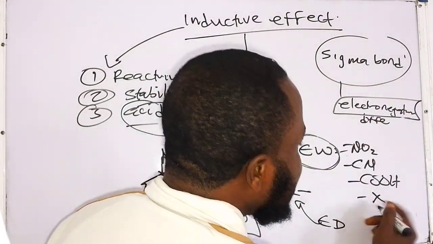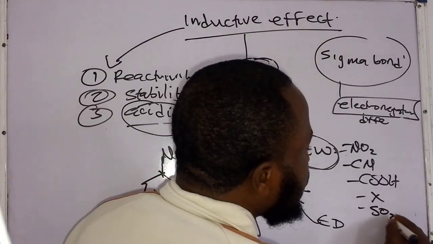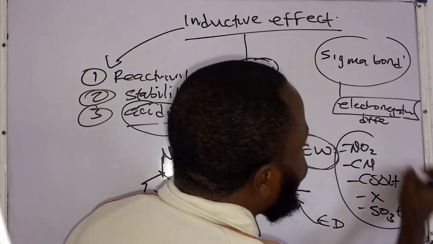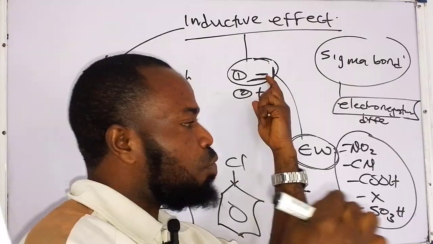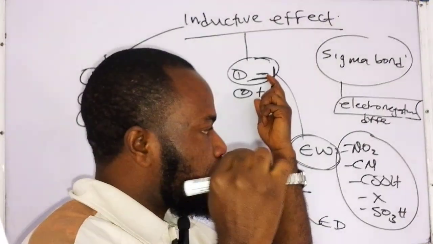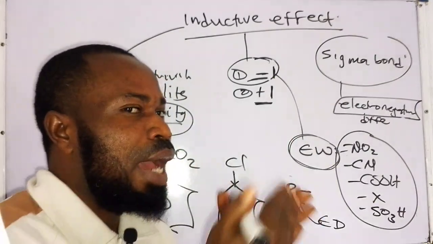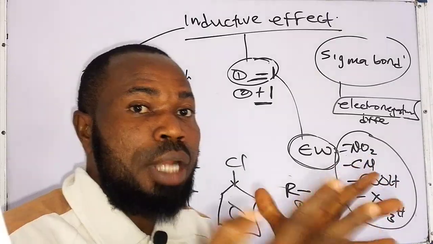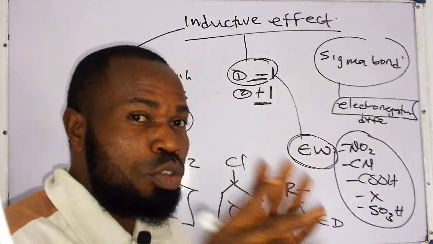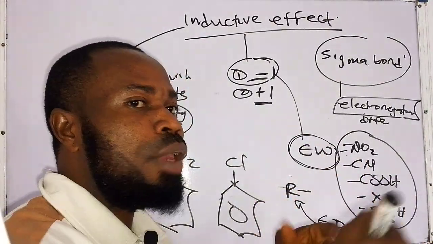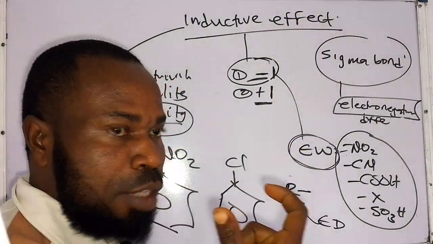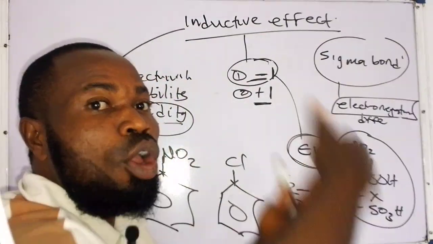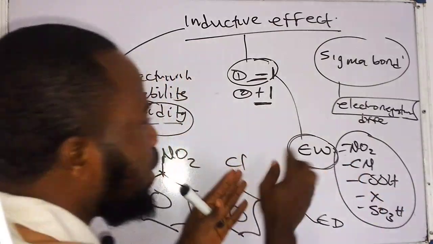Of course, I want to list more: SO3H. These are electron withdrawing groups, therefore they bring about negative inductive effects. They can ask you in the exam to arrange the following according to increase in inductive effect, or increase in electron withdrawing effect. One question that came out in an exam, those written in UNIBEN, said arrange the following according to increase in inductive effect. And this is the same thing, electron withdrawing.